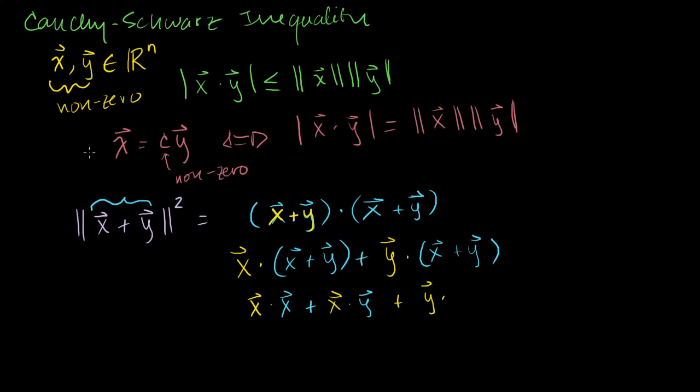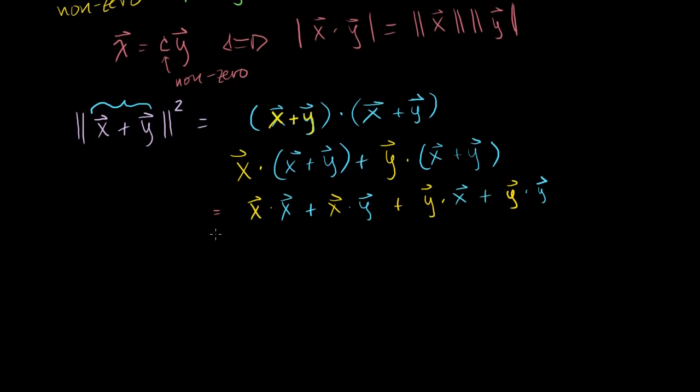So y dot x plus this yellow y dot the yellow x, dot the yellow, sorry, dot the blue y, dot the blue y. So the length of our vector x plus y squared can be rewritten like this. And I'll just switch back to one color. So this equals that. And all of that, what does this equal?